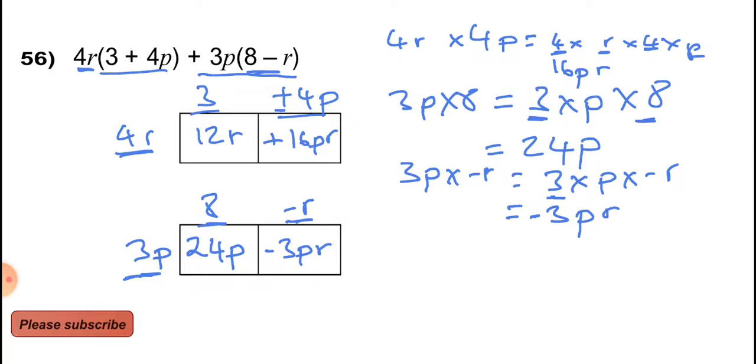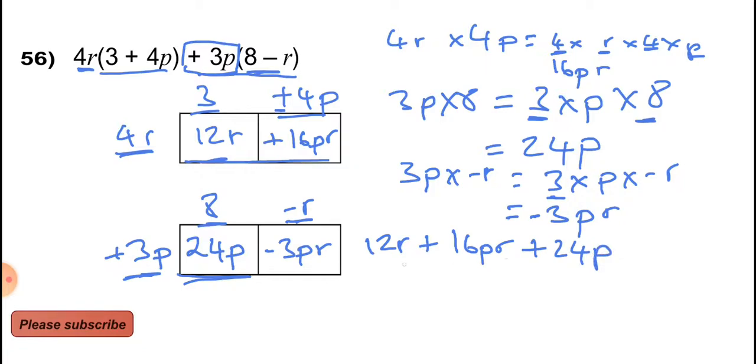Now we are ready to collect like terms. So first of all, we're going to do 12r, and something else I forgot to mention here, because it was plus 3p, wasn't it? It was plus 3p. So 12r plus 16pr, and because it's positives, we'll just do plus 24p, and then here I can see minus 3pr.